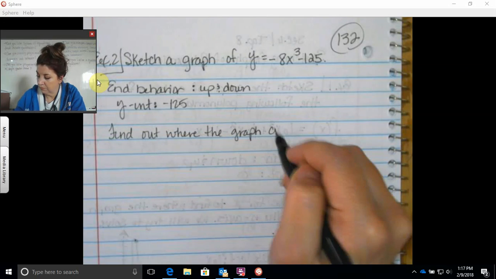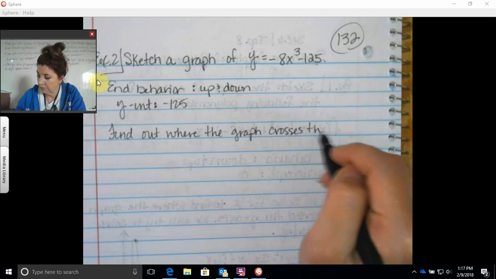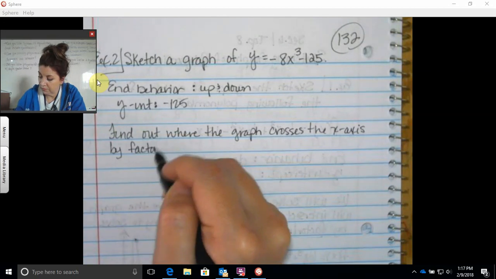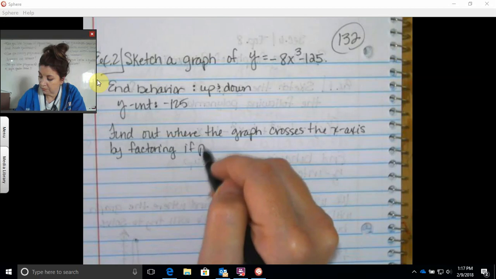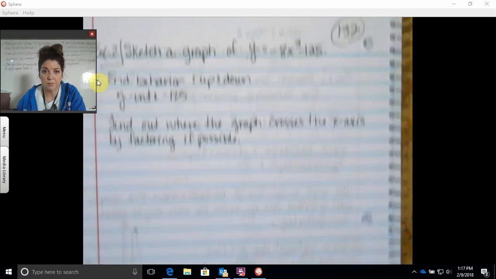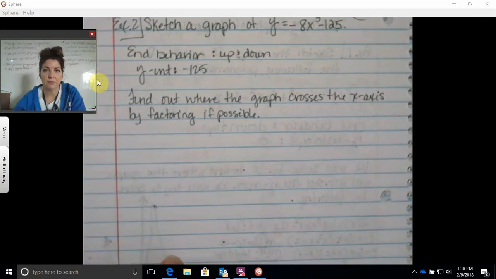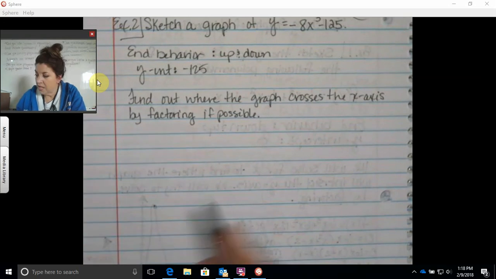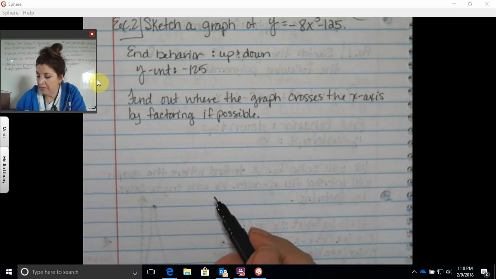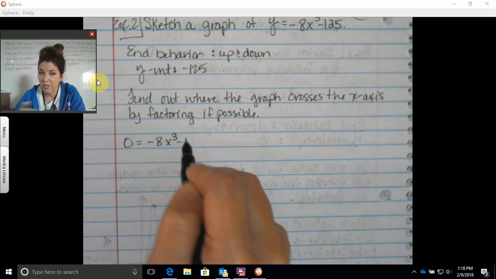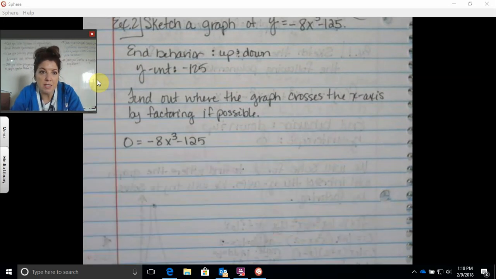Still don't know why there's such a delay on there. It's not normally. So instead of y equals negative 8x cubed minus 125, I'm going to put 0 equals negative 8x cubed minus 125, because I want to know when x is what number, y equals 0. Because when y equals 0, that's where my graph will cross the x-axis.